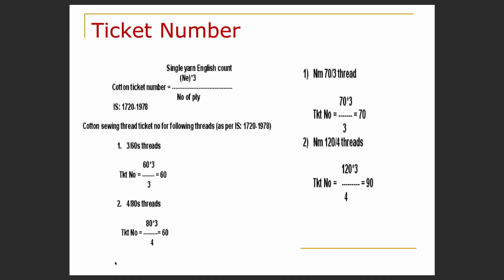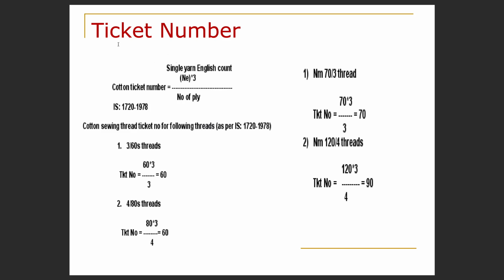Then we discussed the different fiber types and the construction of the sewing thread. Next we'll be discussing the ticket number, which is related to the size of the sewing thread, or the coarseness or the fineness of the sewing thread. This is similar to the yarn numbering systems used for yarns, like cotton count, metric count, and worsted count, that is, the different direct and indirect numbering systems.